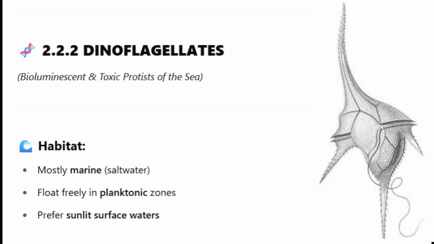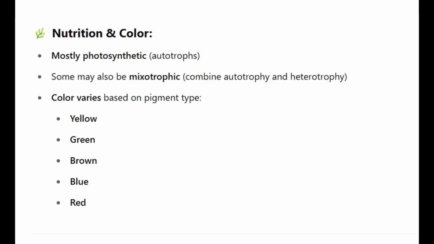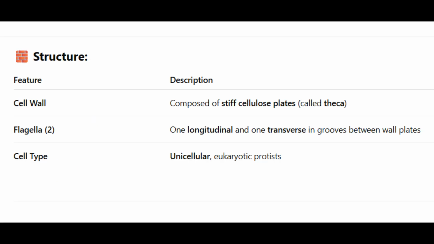2.2.2 Dinoflagellates. Bioluminescent and toxic protists of the sea. Habitat: mostly marine, saltwater. They float freely in planktonic zones and prefer sunlit surface waters. Nutrition and color: mostly photosynthetic autotrophs. Some may also be mixotrophic, combining autotrophy and heterotrophy. Color varies based on pigment type: yellow, green, brown, blue, red.